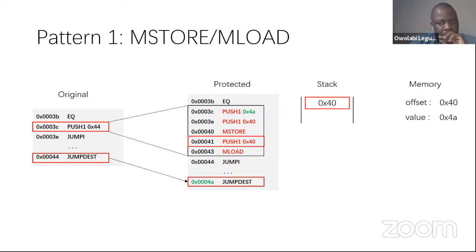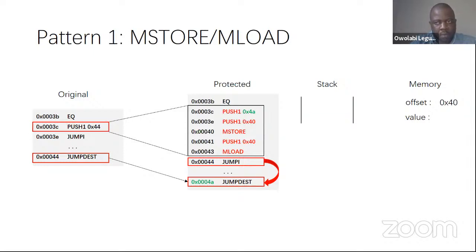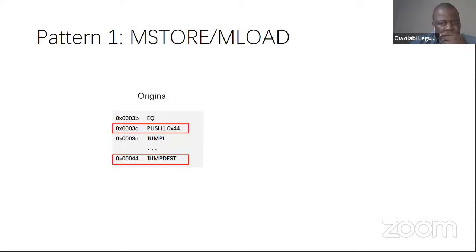Now we have to load the address out of the memory. First, we push the offset into the stack. Then MLOAD will read the value at the offset in memory, which is 40, and the value at this offset will be loaded into the stack. At last, the JUMPI will read the top value of the stack as the jump address and continue to execute the other instructions.